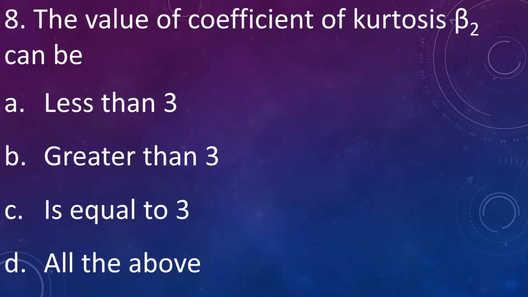And the value of coefficient of kurtosis, that is beta 2, can be: less than 3, greater than 3, equal to 3, or all of the above. Answer is all of the above. The beta 2, that is coefficient of kurtosis, can take any value, that is less than 3, greater than 3, or it may be equal to 3 also.